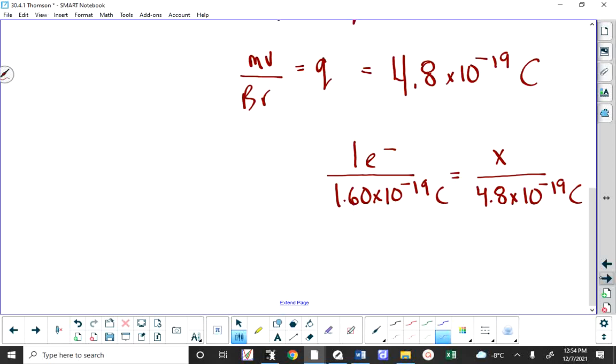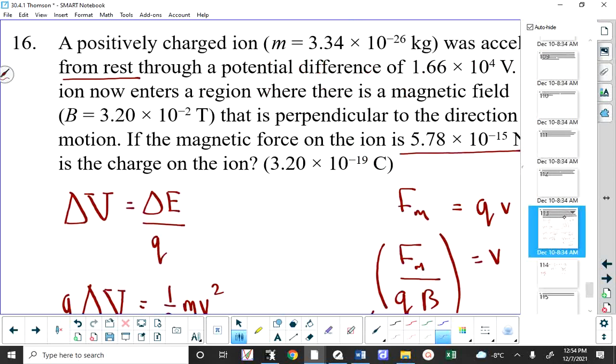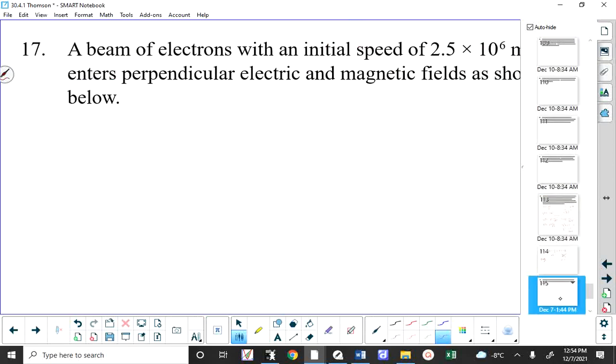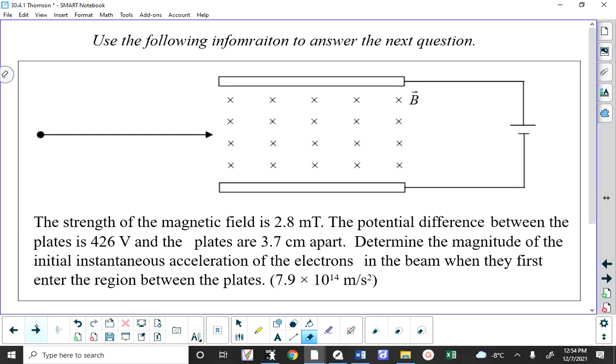Go ahead, Farhan. 17? Certainly. So we have a beam of electrons traveling with a particular speed. Now, I think I know what this question is about. I'm not going to go through and do all of the calculations, but I'm going to explain how we would find the answers, okay? And it's moving at 2.5 times 10 to the 6 meters per second.